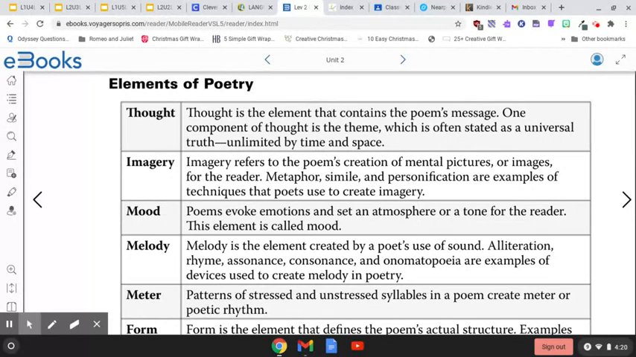Imagery is another element in poetry. The words in a poem are typically chosen to create a vivid picture in the reader's mind, one that will help communicate the theme. Choose one of the poems that we read. Think about the image that you created in your mind's eye about that poem. Tell me about it.